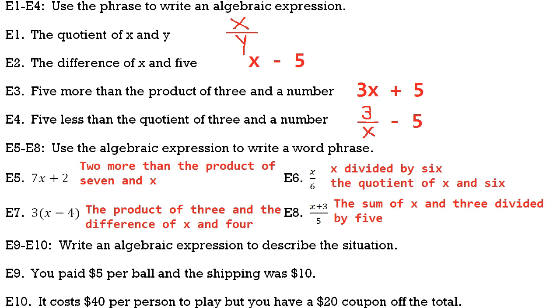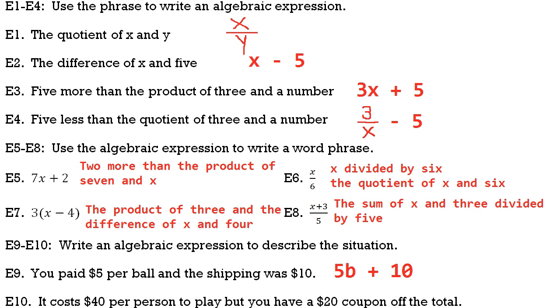All right, last two. You paid $5 per ball and the shipping was $10. So let's say you're buying 8 basketballs for your PE class or something like that. So you would have to pay $5 per ball, and then you would have to add the $10 shipping at the end. So I think the best way to describe this one would be $5 per ball. So I'm going to say 5B. And again, variable choice doesn't necessarily matter, but if you can build it on the language that was already in the problem, it usually helps. So $5 per ball, and then you're going to have to pay $10 for the shipping, so I'm going to add 10 to the end.